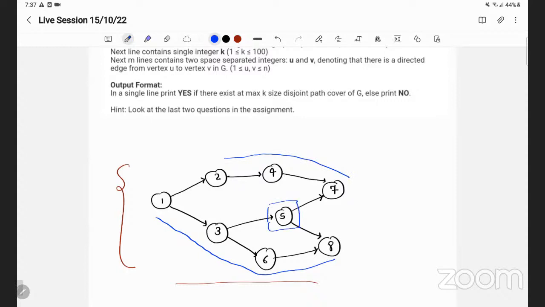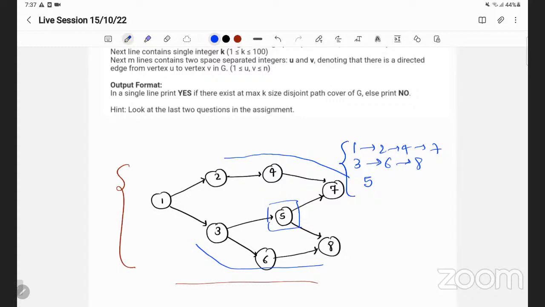So these 3 paths, 1, 2, 4, 7, sorry, this 1 has been already visited. So we'll do 3, 6, 8, and 5. So this is an example of a 3 cover. I'm using 3 directed paths to cover all the vertices of this graph. So this graph has a disjoint path cover with 3 paths.